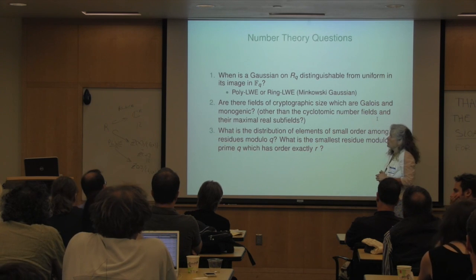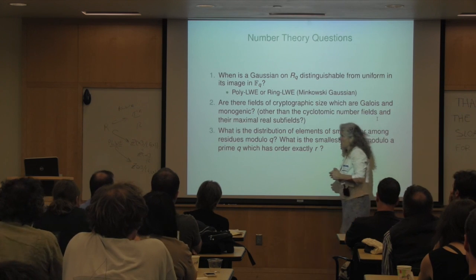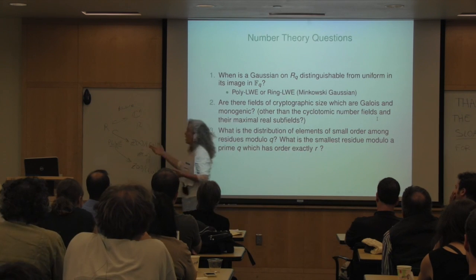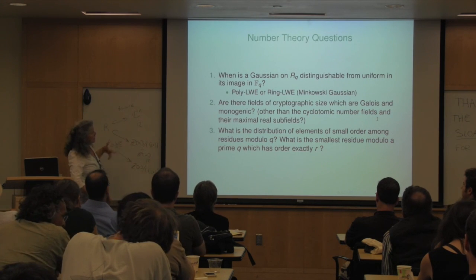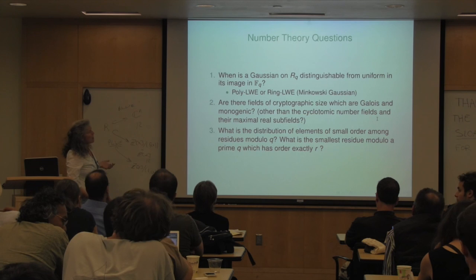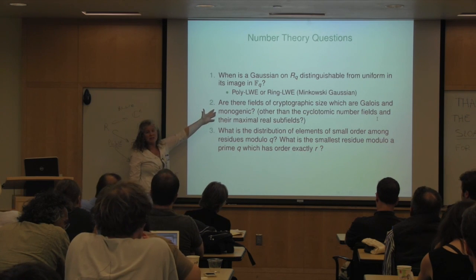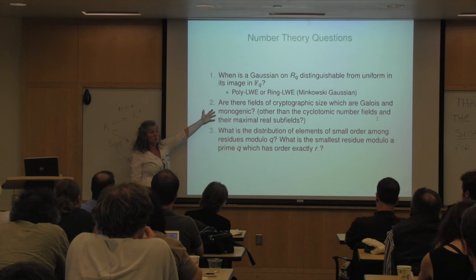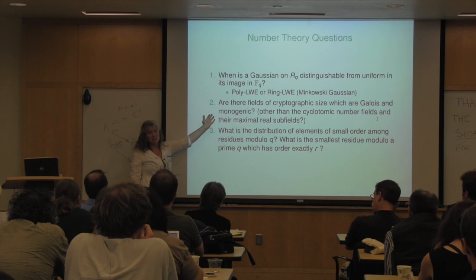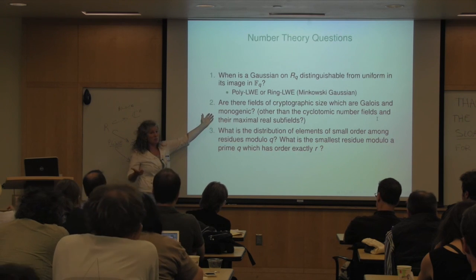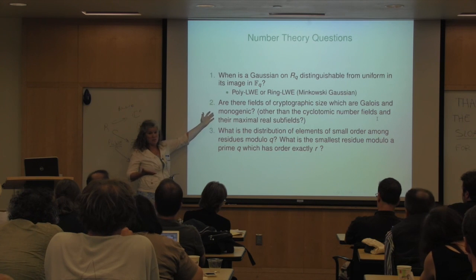So second question is, you could kind of see from all of these properties and these reductions that it's very interesting to have rings R, which are both monogenic and Galois and a few other properties. So for example, being of cryptographic size. Are there fields of cryptographic size that are both monogenic and Galois? Yes: cyclotomic fields, maximal real subfields of cyclotomic fields, but are there any others? We don't know any others.